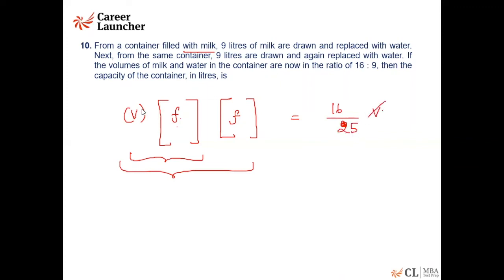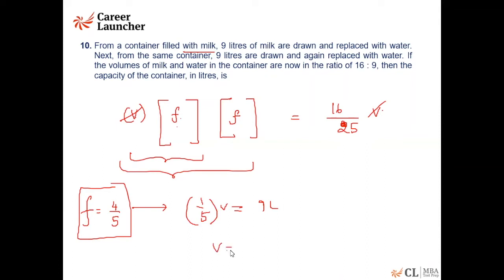So V anyway gets cancelled. So we find that F is equal to 4 by 5. What is F? F is the fraction that is left behind. So what was removed? 1/5 was removed. This 1/5 should be equivalent to 9 liters. So 1/5 of the volume is equal to 9 liters. V must be equal to 45 liters. So the answer to this question is 45 liters.